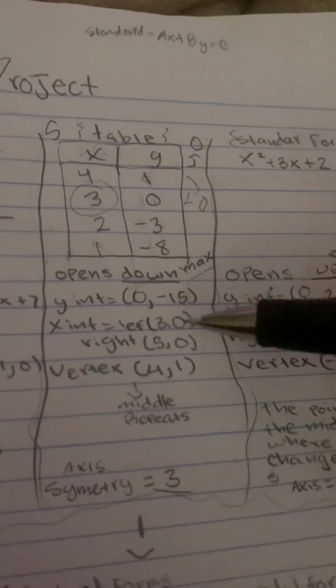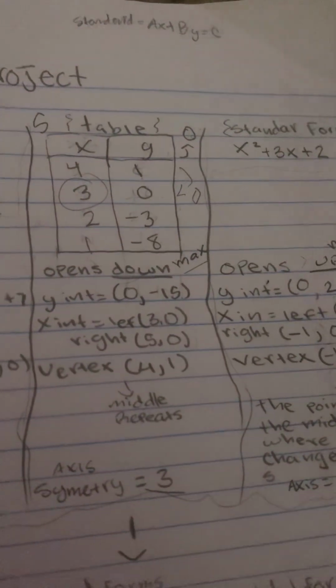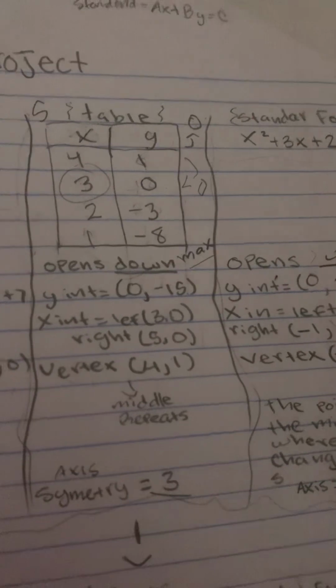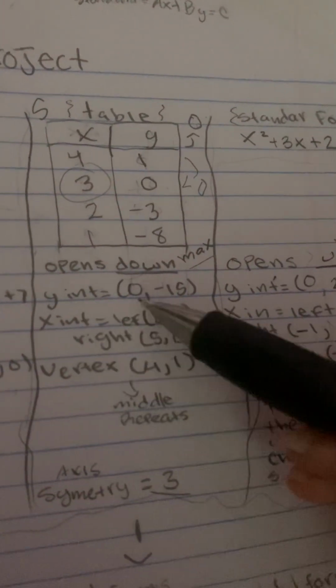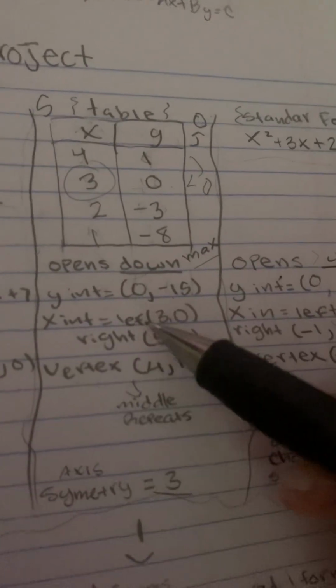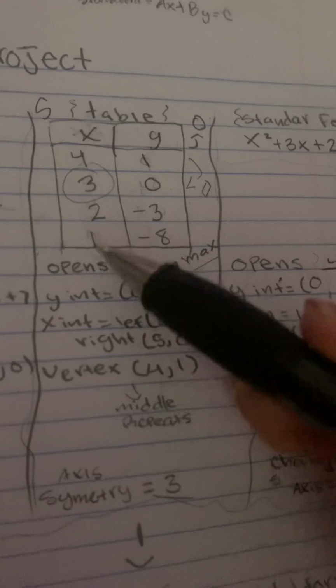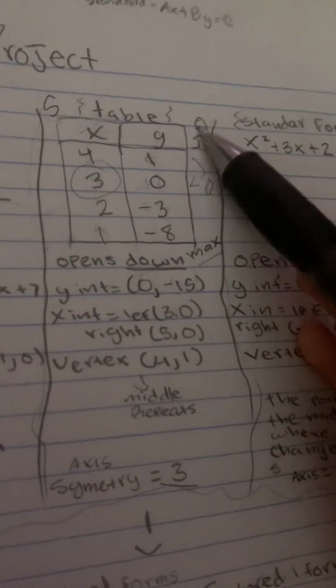Then this table is very simple. It opens down, as when you plug in the numbers, it's gonna open down on the graph. The y-intercept is 0 and -15 on the graph. Then the x-intercept on the left is 3 and 0. On the right, it's 5. So here, 5 and 0.